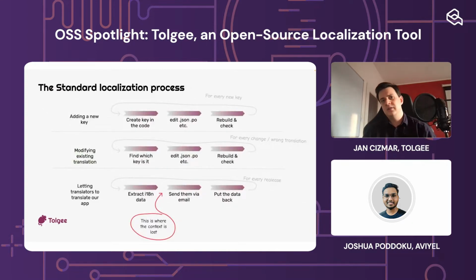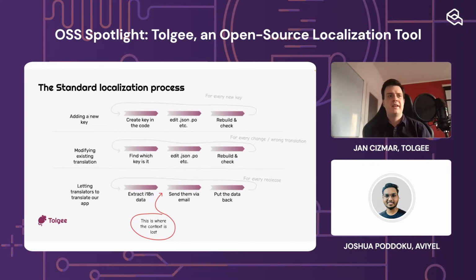Now let's look at the standard localization process, which is still followed in many companies in the world, and it's something we want to change in Tolgee. It's the state which we would like to improve.